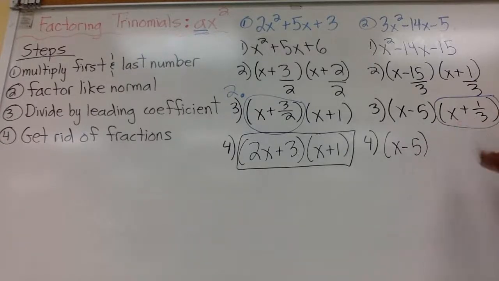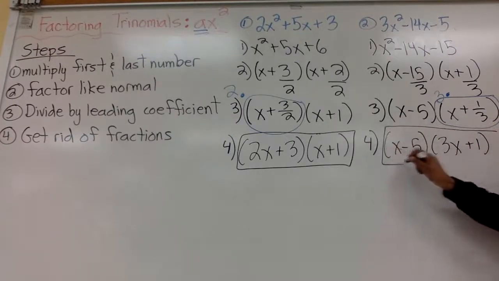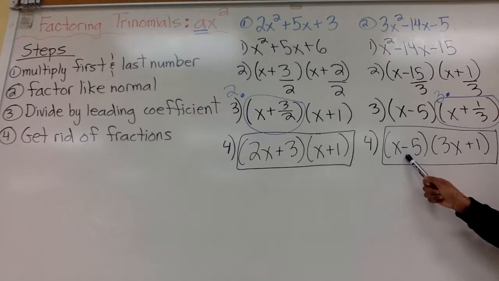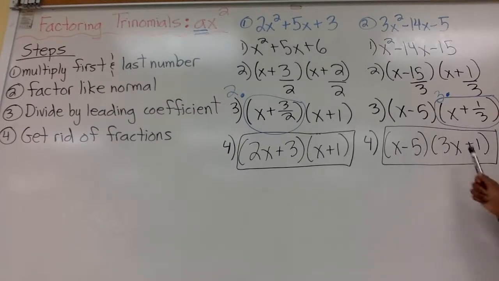Okay. I'm multiplying this by 3. And let me write that down so you can see that there. I'm multiplying this fraction by 3. So I got this number 3 that I'm multiplying it by. 3 times x is 3x. And 3 times a third is 1. So this is our final answer. So final answer is x minus 5 times 3x plus 1.